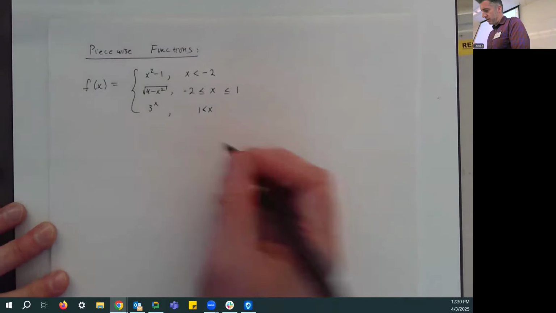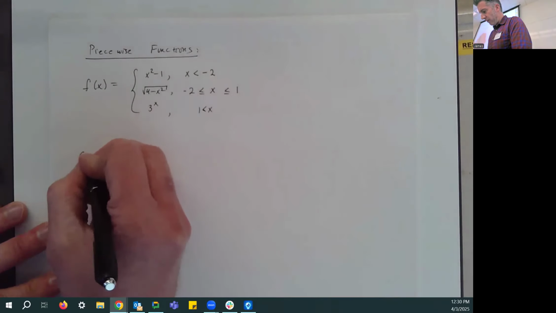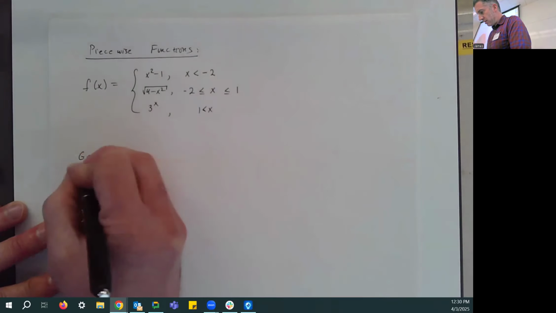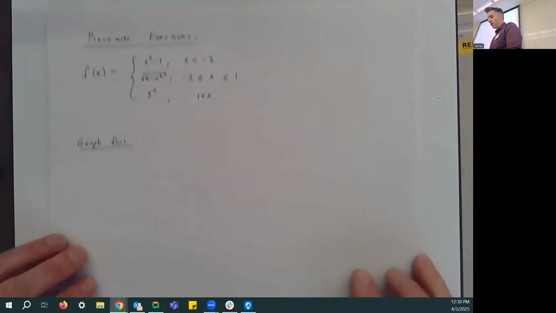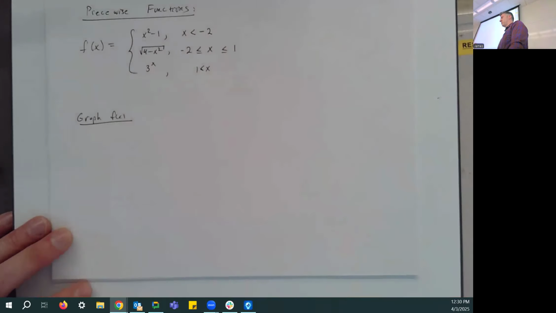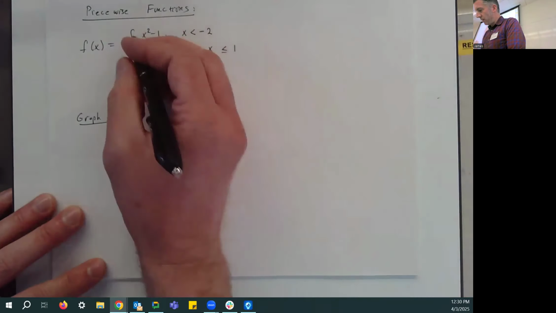But let's graph this. We're going to graph f of x. And what we're really going to do is just graph each part. So we're going to graph all 3 pieces by themselves, which is not the way I would usually do it. But let's start off by doing that.